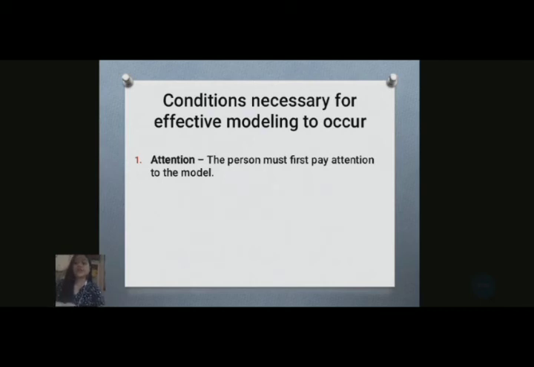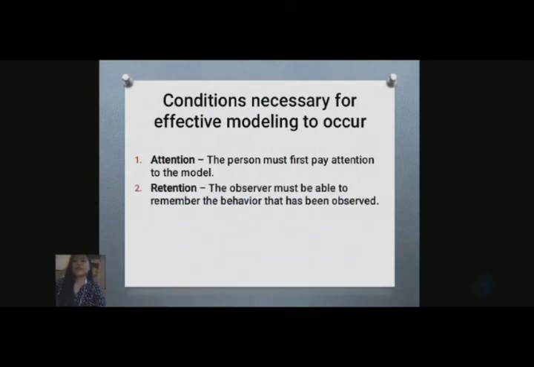So second, we have retention. The observer must be able to remember the behavior that has been observed. So one way of increasing retention or being able to recall is through using techniques of rehearsal.